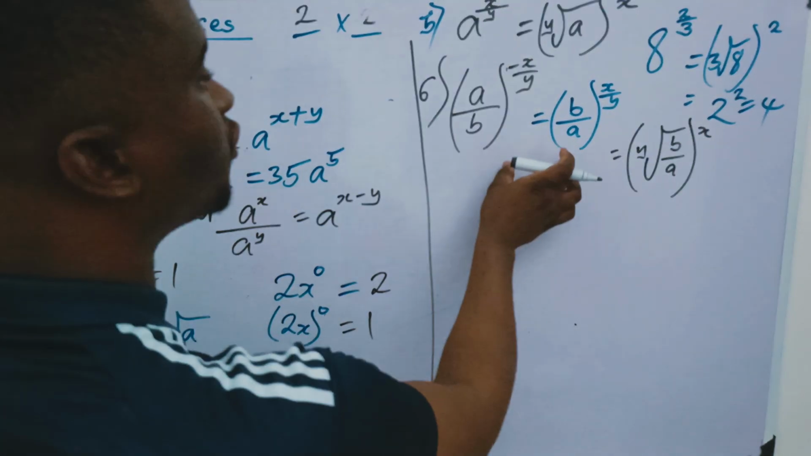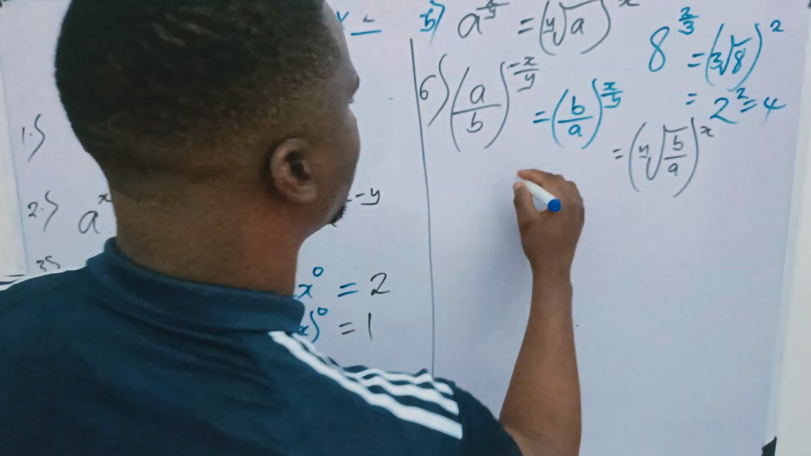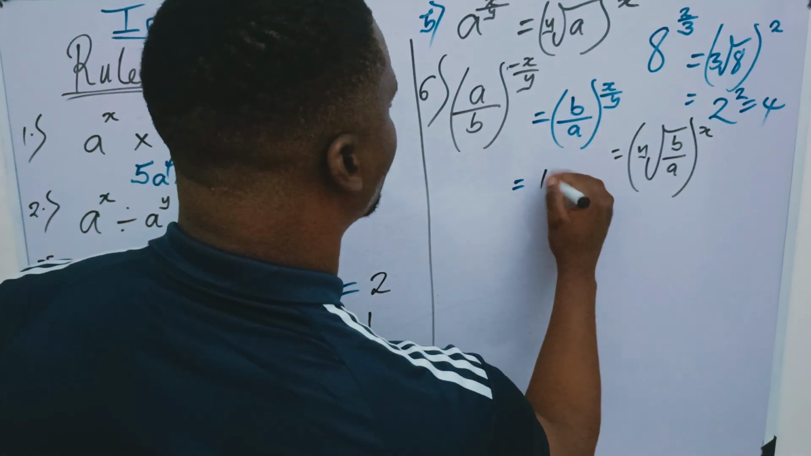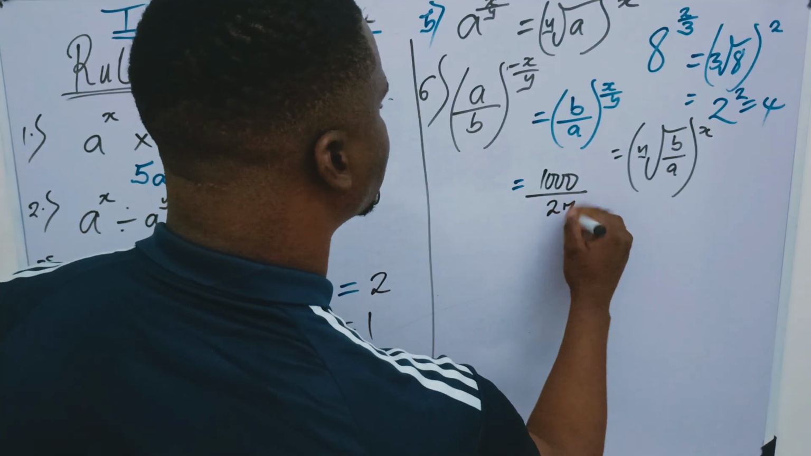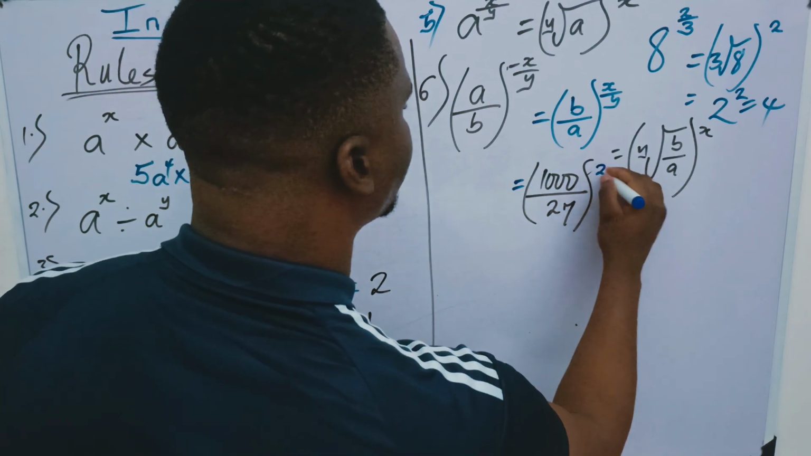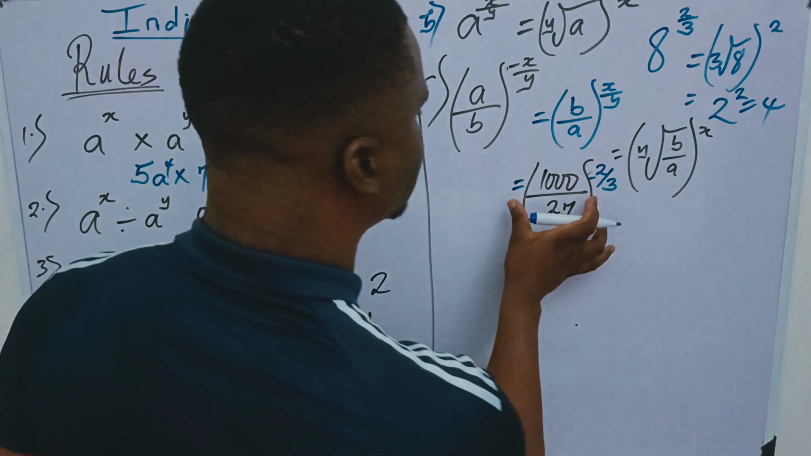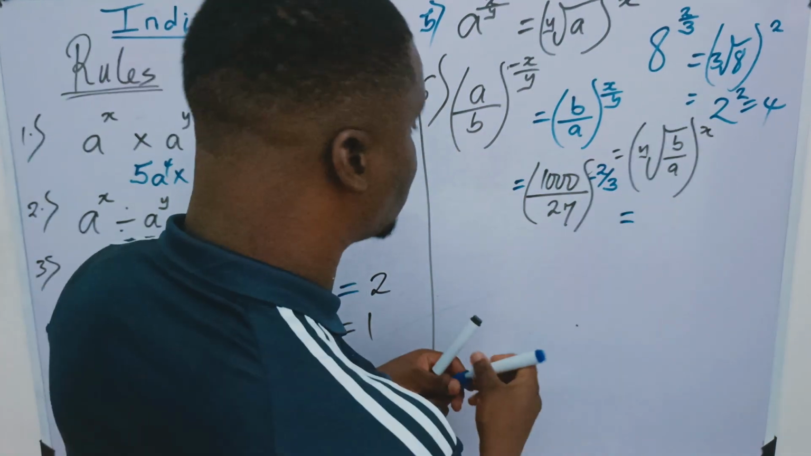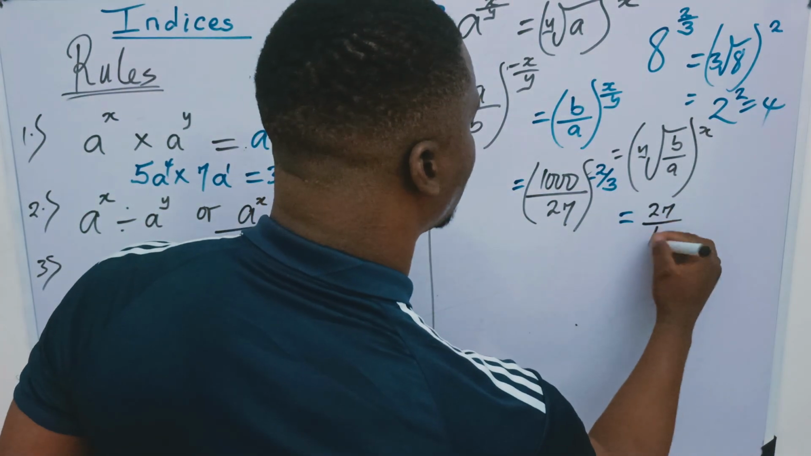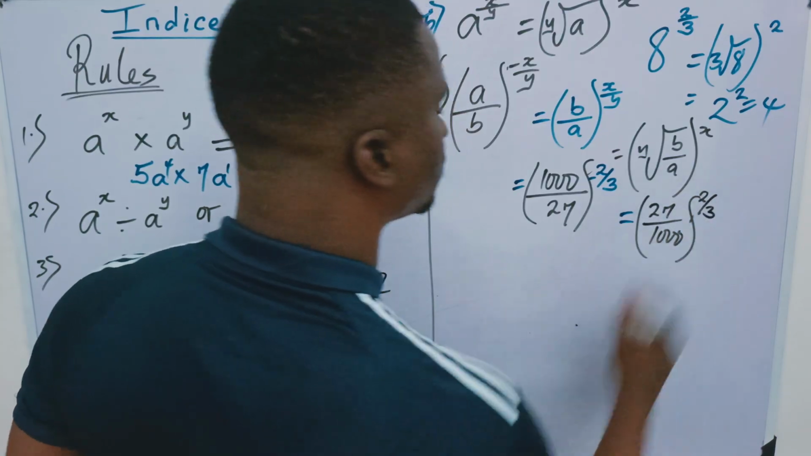Okay, in the next video, I will solve questions that have to do with it. But let's just work on something. Now, let's say we have a question like this: 1,000 divided by 27, all raised to the power of minus 2 over 3. Okay, so what do I do first in this case? I would simply take 27 up and 1,000 down, then remove the negative. So I have 27 divided by 1,000, raised to the power of 2 over 3.